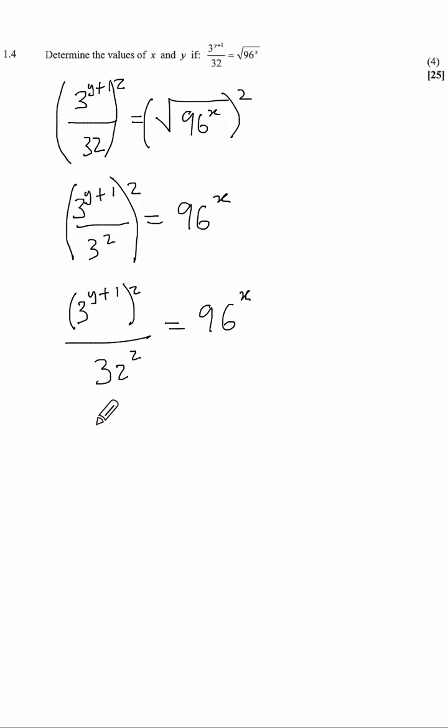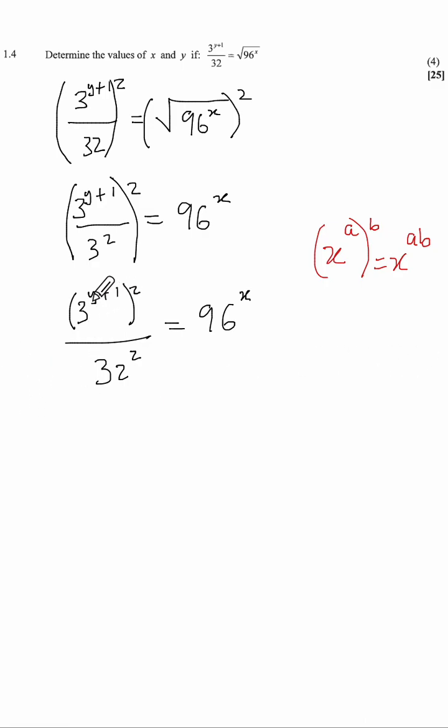Then according to the laws of exponents, I want to explain what happens at the top here. Just as an example, if I have x to the power of a in brackets, and then another power b outside, by laws of exponents I should multiply the powers. So it will be x to the power of ab. That's what's going to happen here. This power y plus 1 should be multiplied by 2.